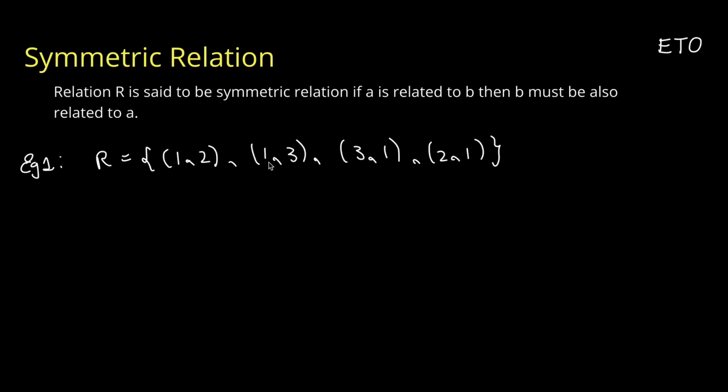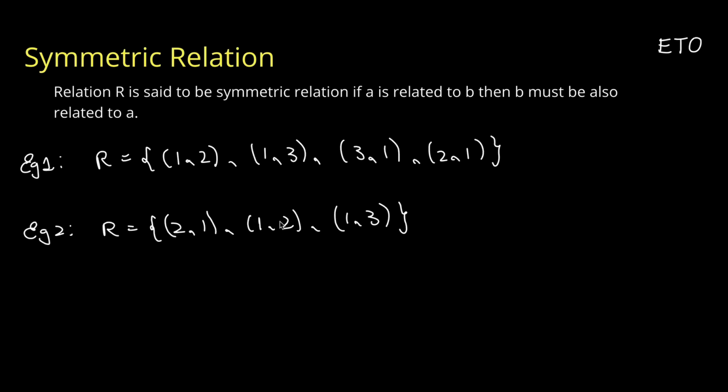Similarly, a relation contains ordered pair (1,3) and it also contains its inverse (3,1). Let us take another example. A relation contains (2,1), (1,2), (1,3). This is not symmetric relation because it does not contain (3,1). Basically, a relation must have its inverse ordered pair in it, otherwise they are not symmetric relation.